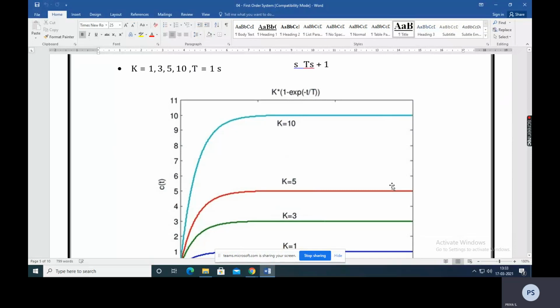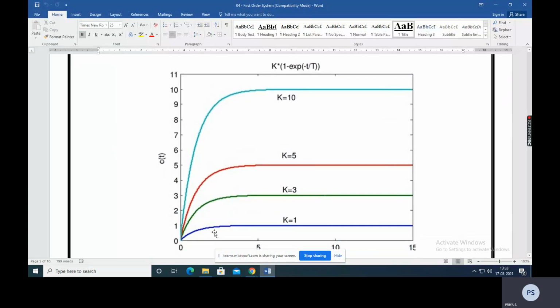If I am changing my gain, keeping my time constant as 1 second, that is T equal to 1 second, I am going to reach 63% of my steady state output. So I am just varying the gain of the system: 1, 3, 5, 10. When K is equal to 1, my steady state output is going to be 1. When K is equal to 3, the waveform is settled at 3. Similarly 5 and 10, you can see.